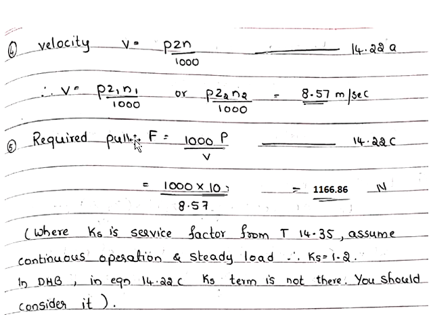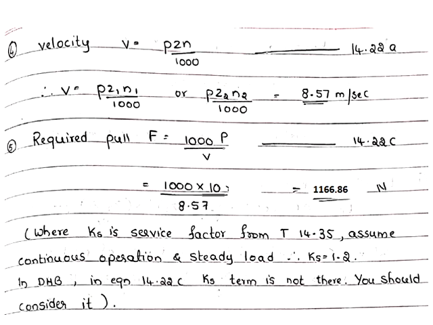Then find out required pull using equation number 14.22c. It's 1000 P by V. Here capital letter P it is. So P is power in kilowatt. So in question it is given 10 kilowatt. So substitute 10, need not multiply by 10 raised to 3 because power should be in kilowatt. You will get answer as 1166.86. After this, actually these things are not required in this step, so you can neglect these things.